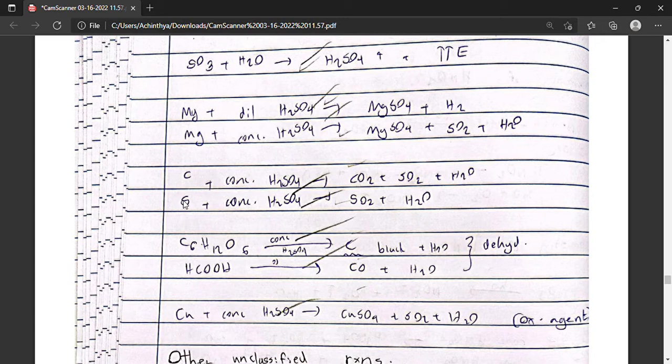And sulfur, its highest oxidation state oxide is sulfur dioxide. So yeah, it's over here. Carbon plus concentrated sulfuric acid results in the formation of carbon dioxide, sulfur dioxide, and water, while sulfur reacts with concentrated sulfuric acid to form sulfur dioxide and water.